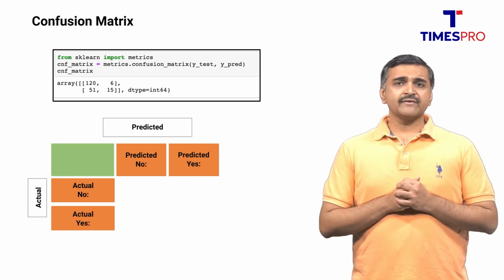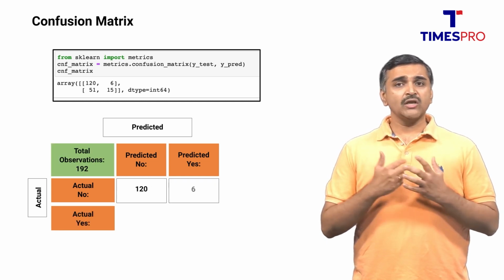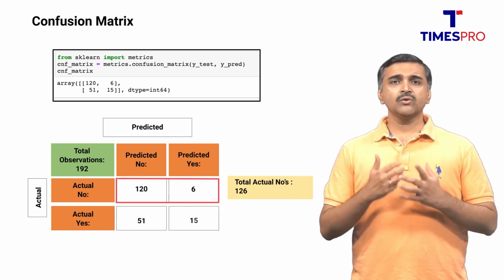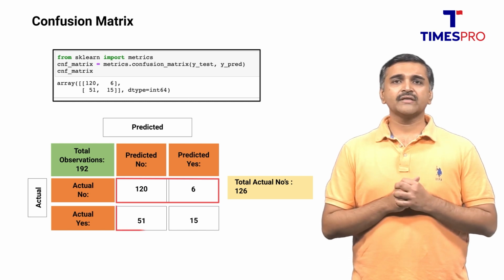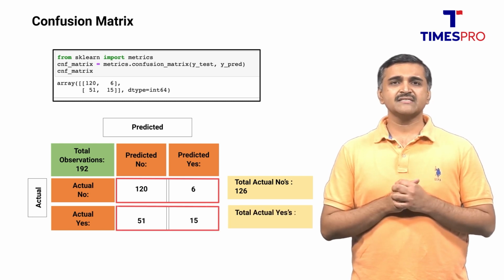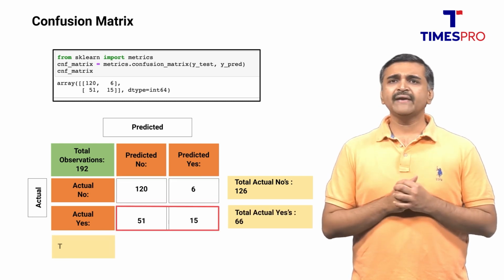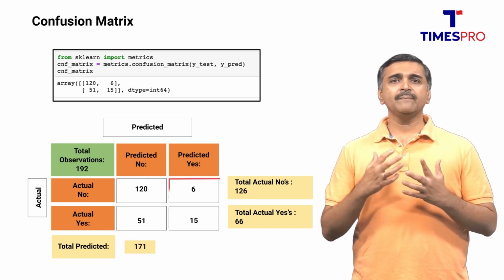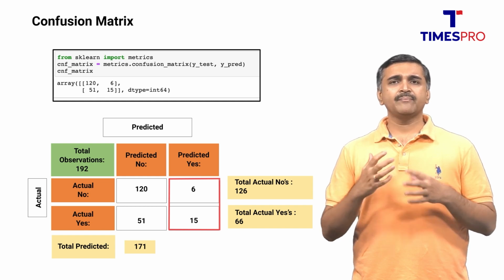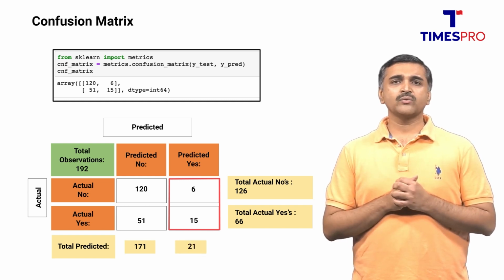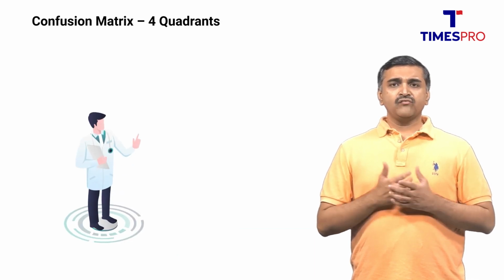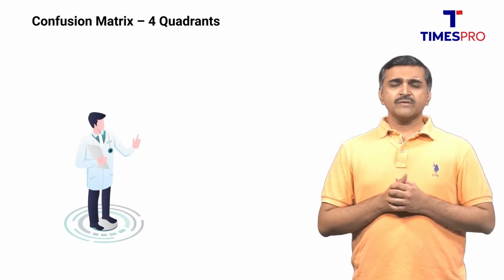From the confusion matrix, the total actual no's in the test set is 126. The total actual yeses or the positive class is 66. The total predicted no's is 171 and the total predicted yes or the positive class is 21. Now, let's take a look at the four quadrants of the confusion matrix in more detail.